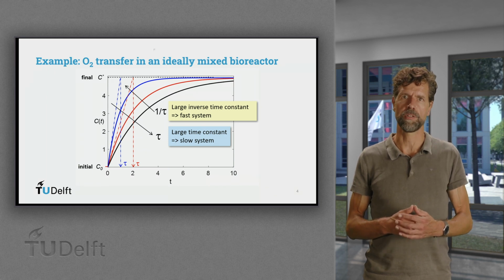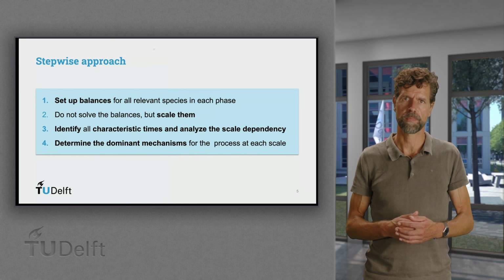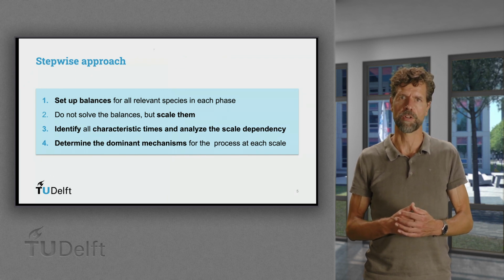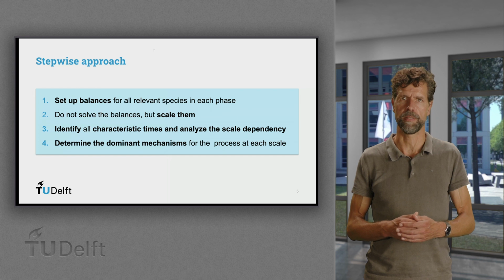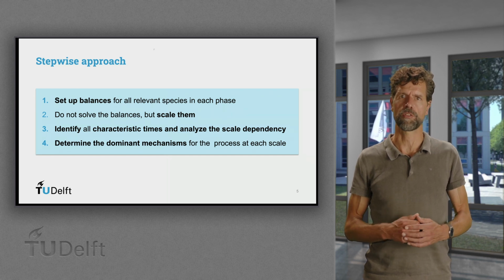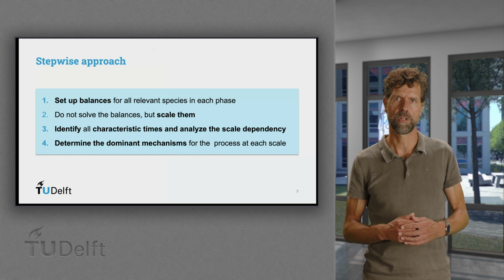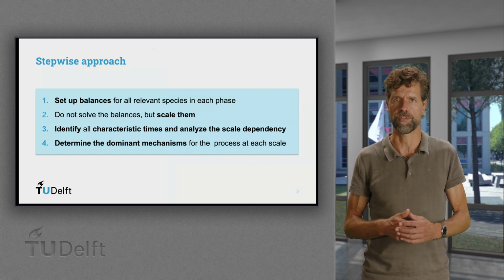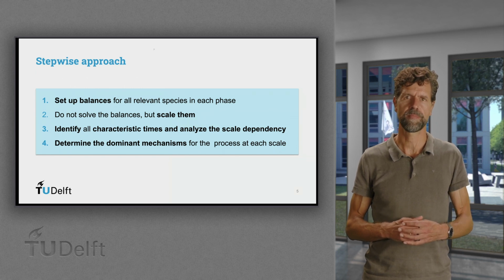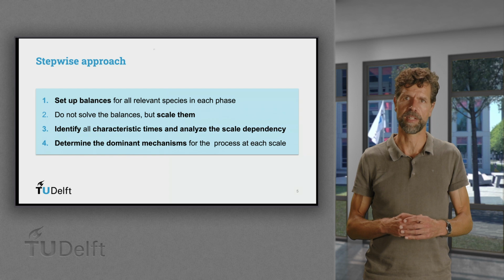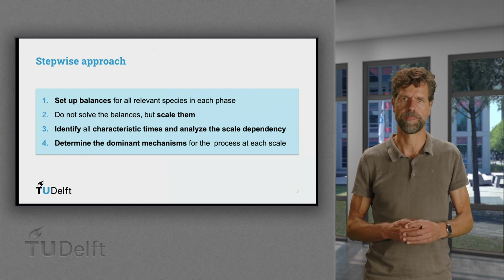The steps to take in the scale-up/scale-down approach are the following. First, set up the proper balances for all relevant species, chemical compounds, as well as heat and momentum, and for each phase in which they appear. Include in each balance the relevant mechanisms acting on the species, which can be conversion, transport, or transfer. Do not solve the balances, but scale them. Identify all characteristic times and analyze their scale dependency. Then determine the dominant mechanisms for the process at each scale.